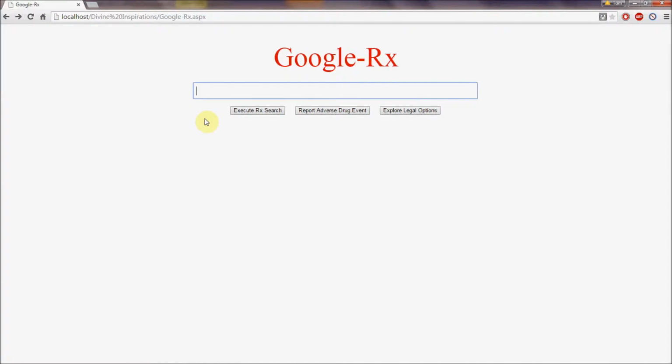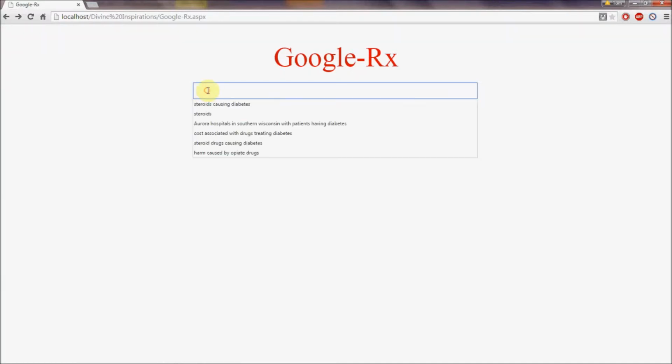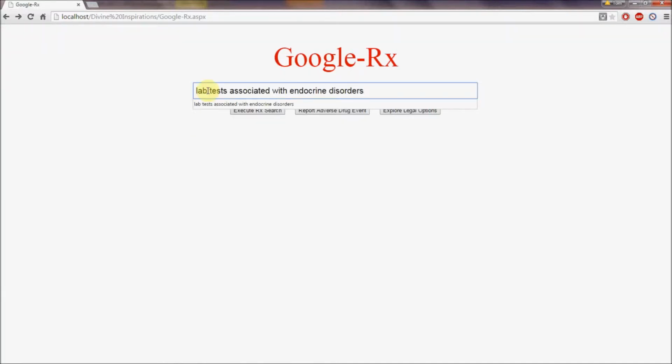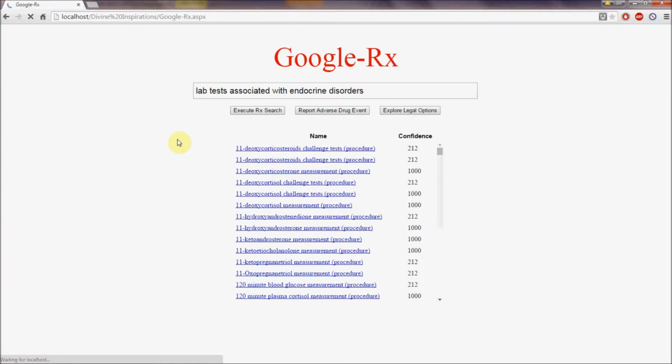Besides drugs, let's explore other potential expenses associated with endocrine diseases. Consider the following. Lab tests associated with endocrine disorders. And we see the following.